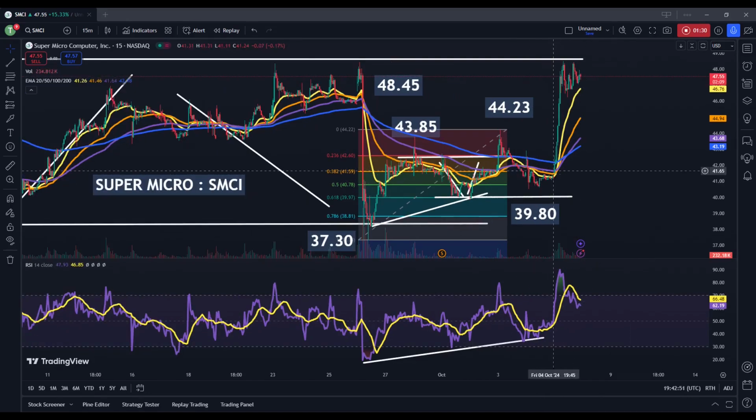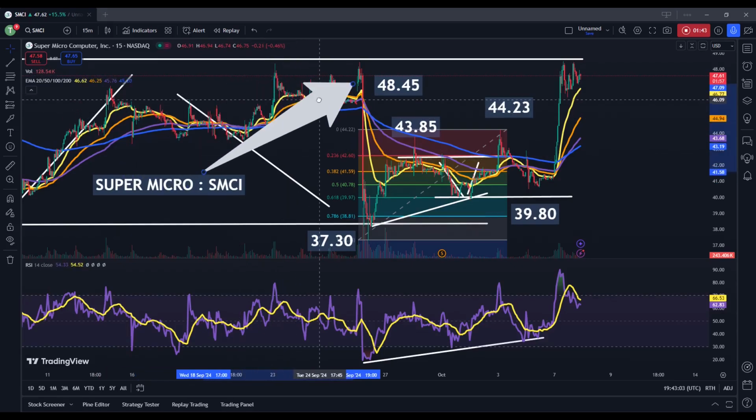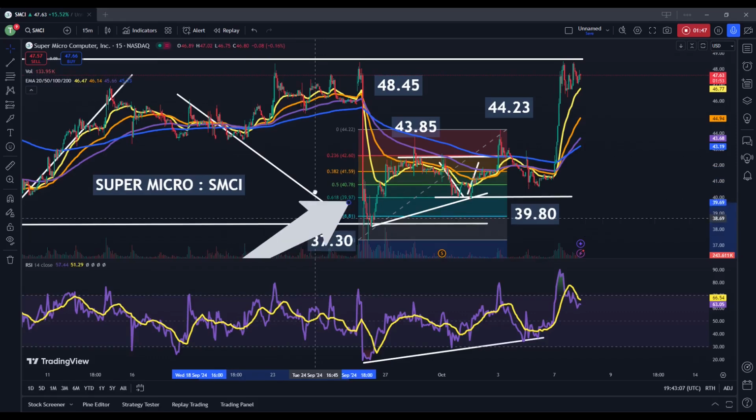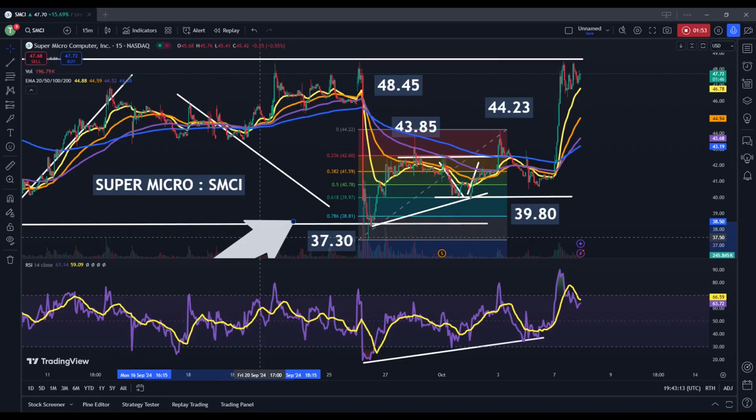So near term, what we're looking at here is really a double top region that started to form right around $48.50 or so. That would be roughly this area here. As we can see, this area was tested on two separate occasions. And the last time this area was tested, we saw significant price movements in the downward direction. This is ultimately what created the support level that is now seen at 37.30.